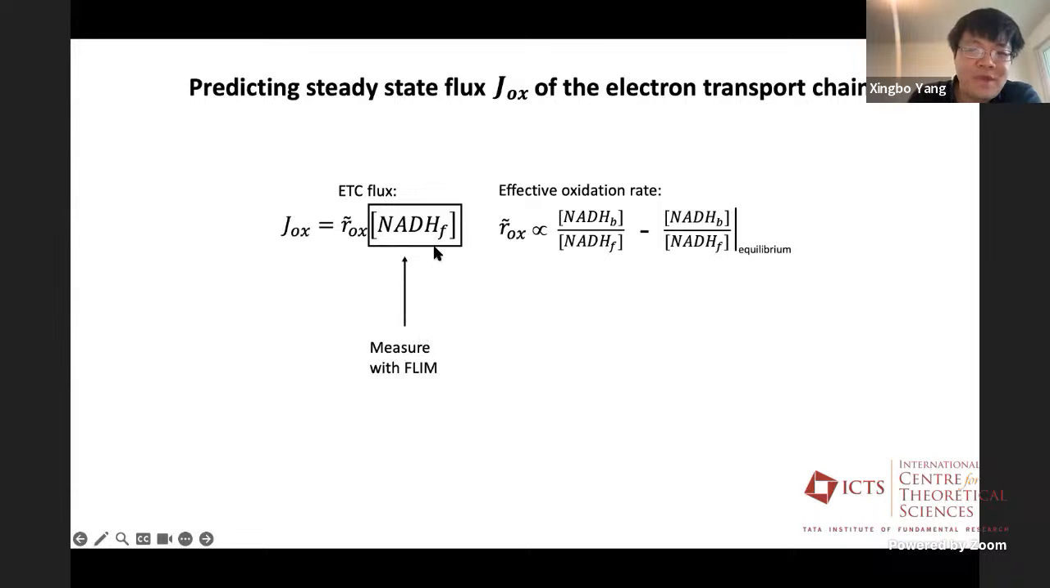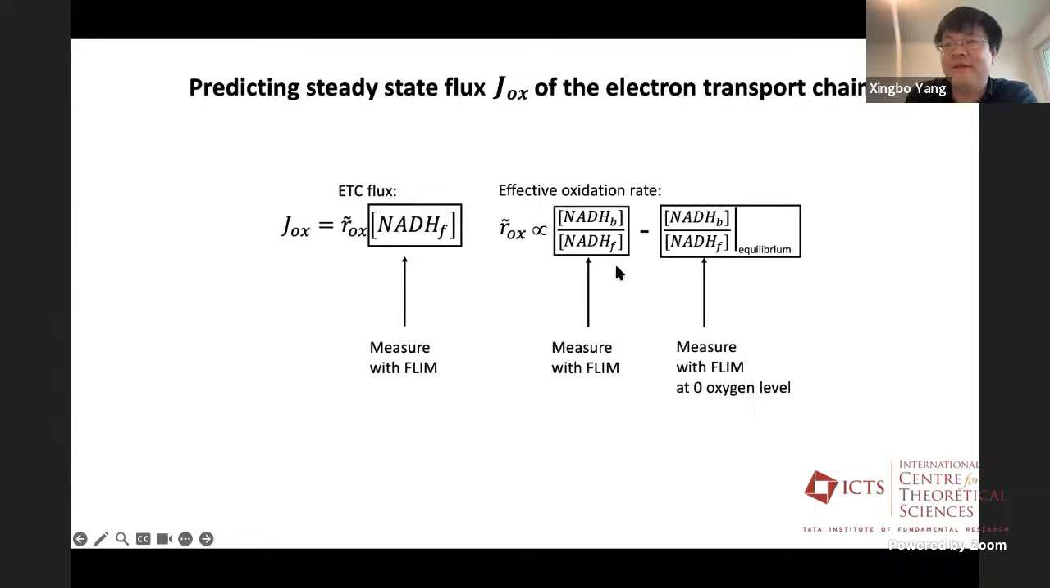There could be many things that change this NADH, but we measure it, right? So you can measure this with FLIM, you can measure that with FLIM, you can measure this also with FLIM at equilibrium, where you crank down your oxygen as low as possible. In this case, we literally crank it down to almost zero, and that's your equilibrium. All those things can be measured. So when you do the oxygen drop, they are all changed. For example, the NADH bound and free are all changing.